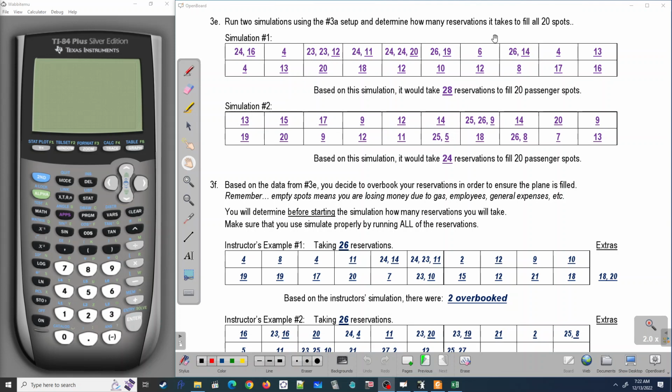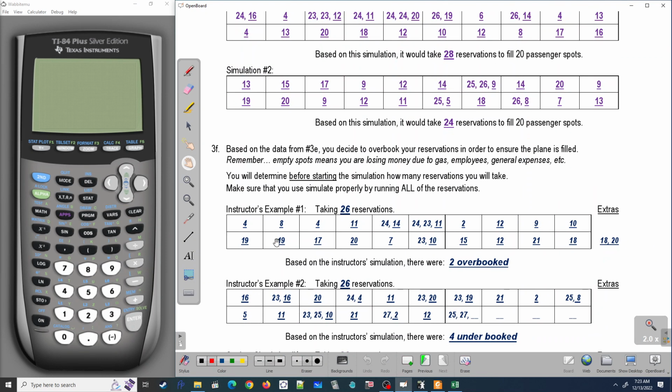I intentionally chose a probability that would make this harder to do. So what I'm asking students to do is decide upon a number of reservations. For this first time, let's say we're going to take 26 reservations, like it or not. When I did 26 reservations, it took me 24 to actually fill the plane, and then 18 and 20 showed up, which were shows, which means I overbooked by 2, because I still have to take those reservations since I took them and they showed up. So in this case, I had 2 overbooked.